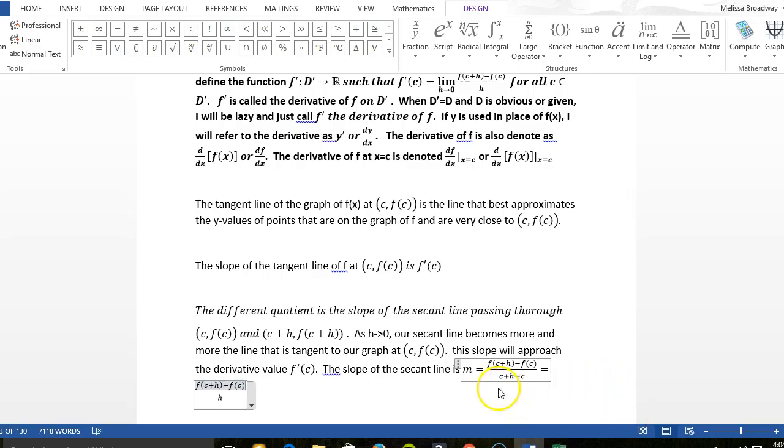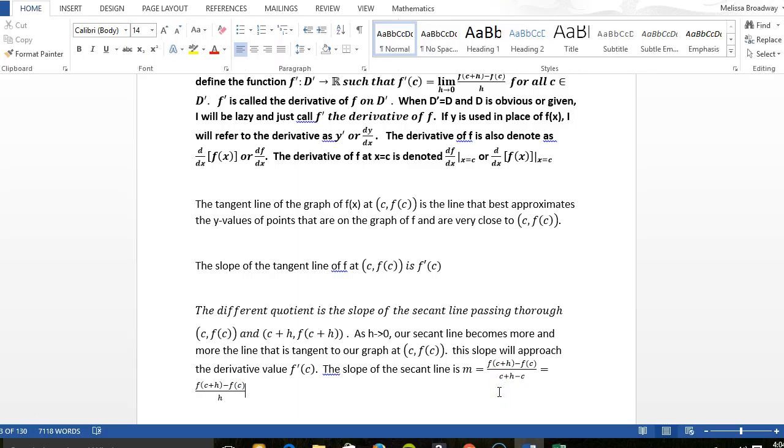Okay, so there's that. The difference quotient is the slope of this secant line. So really, what we do is we go ahead and construct this secant line passing through these 2 points, and we note that the slope of that secant line is, well, our difference quotient. Okay, and you know what?